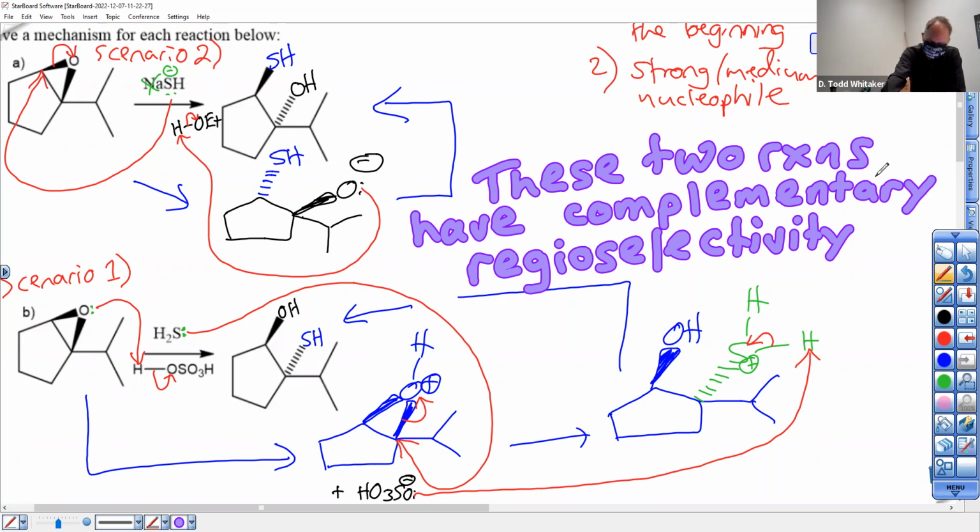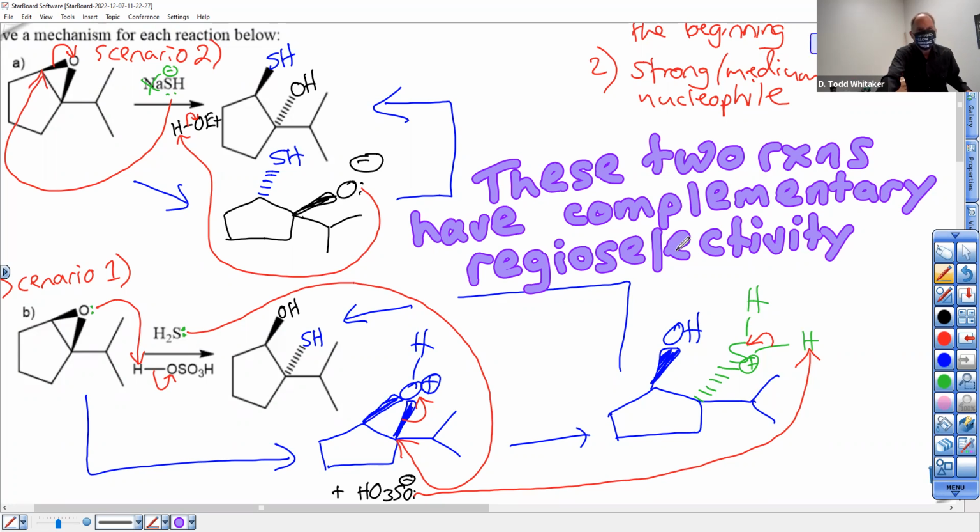What does complementary mean? You know, one of them puts the nucleophile on the more substituted carbon, and one of them puts it on the less substituted carbon. So there's two possible regioselectivities, and these do each one separately. They complement each other. It's not really the real use of complement there. Okay, so that is the conclusion to the semester.